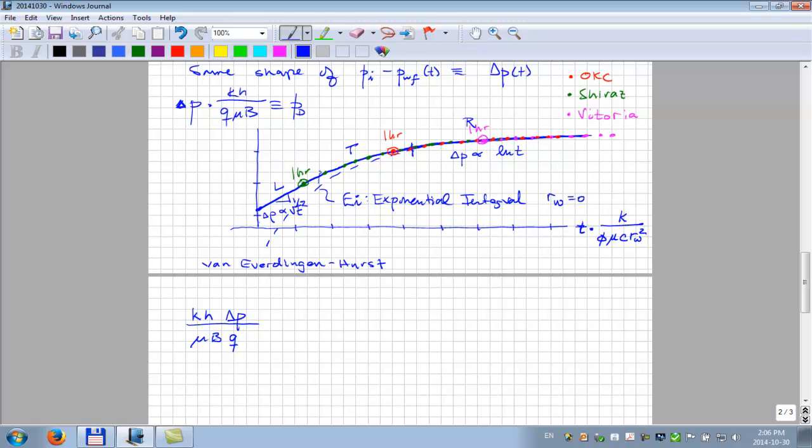Doesn't care what combination of K, H, Q, mu, and B. Doesn't care how you get that number 100, but if it's 100, then if I have 100 and you have 100, we have the same well, in a sense, in terms of this. It's called a dimensionless pressure. And I learned this dimensionless pressure, and it's strange because that's what we called it.